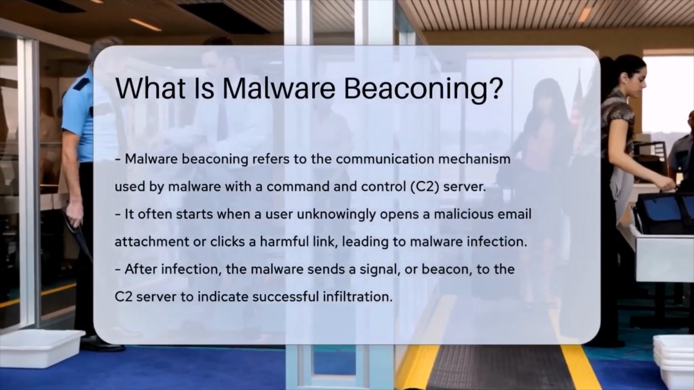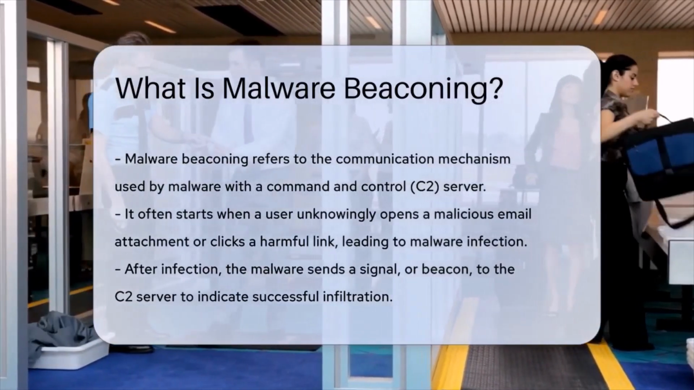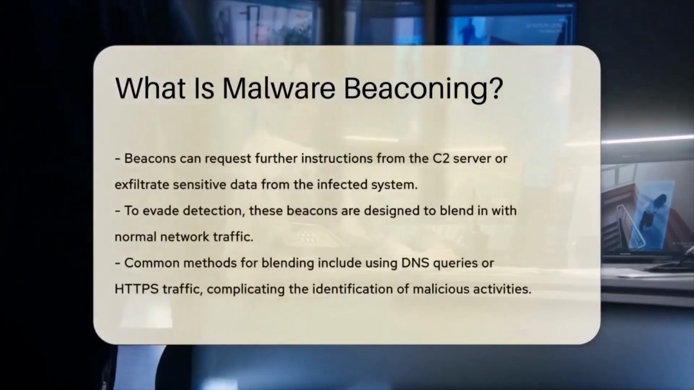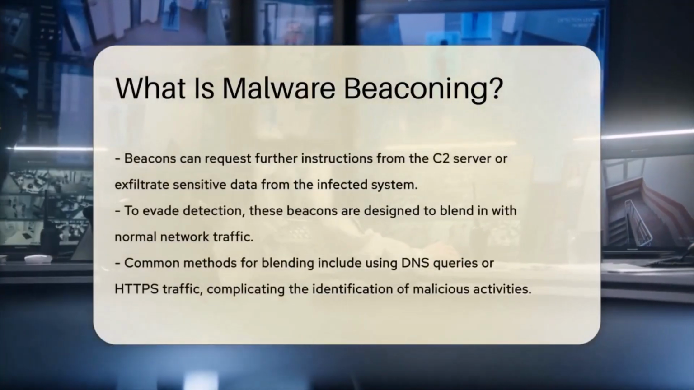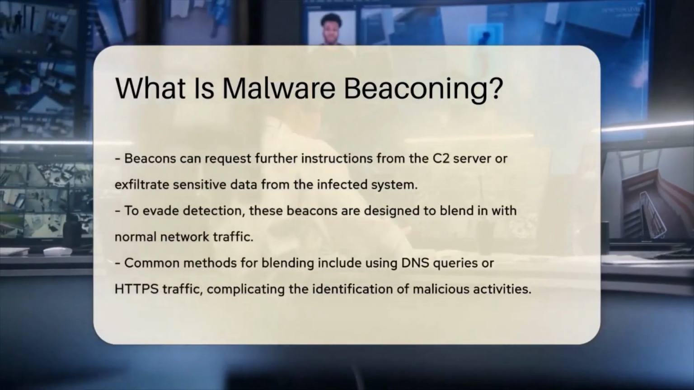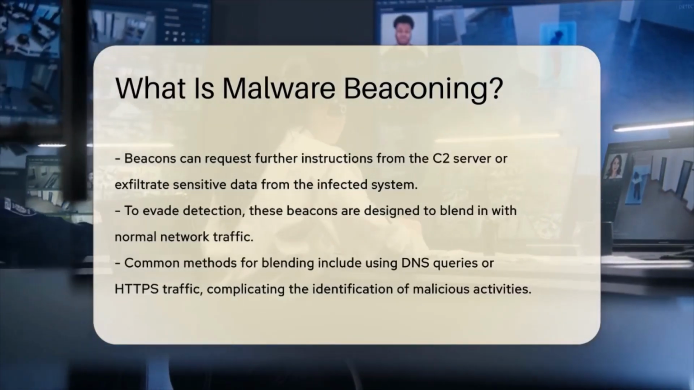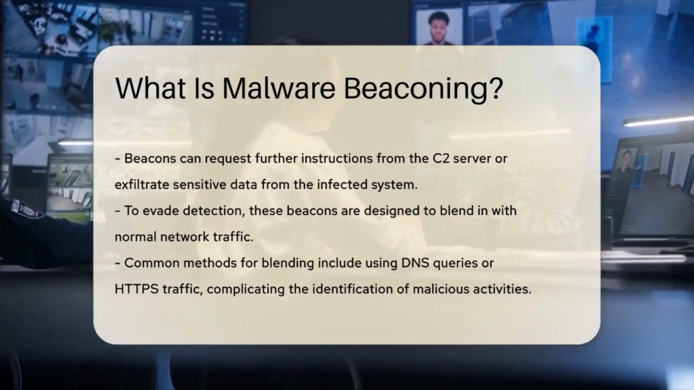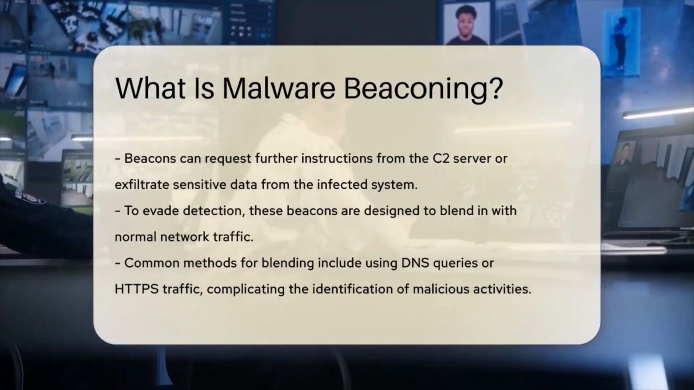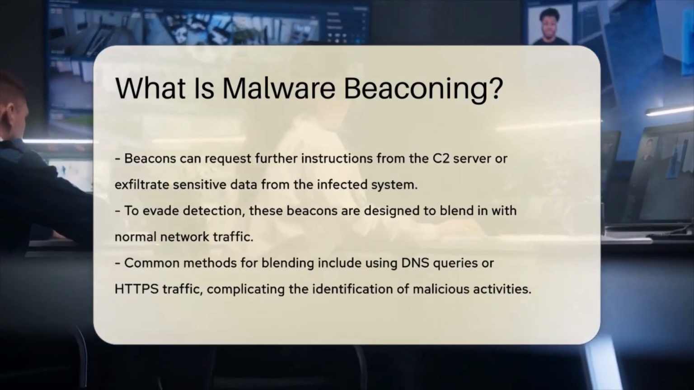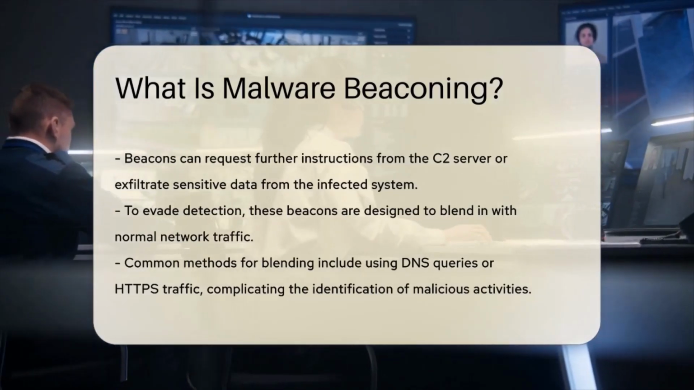This beacon can inform the server that the malware has successfully infected a new system, request further instructions, or even exfiltrate data from the infected machine. These beacons are designed to blend in with normal network traffic to avoid detection. For instance, malware might use DNS queries or HTTPS traffic to communicate with the C2 server. This makes it difficult for security systems to distinguish between legitimate and malicious traffic.